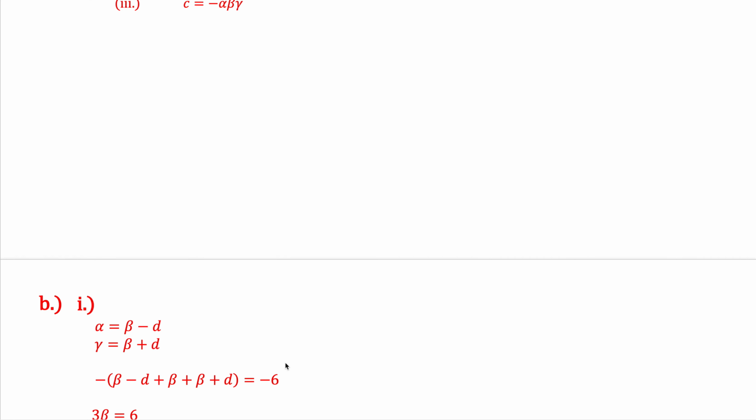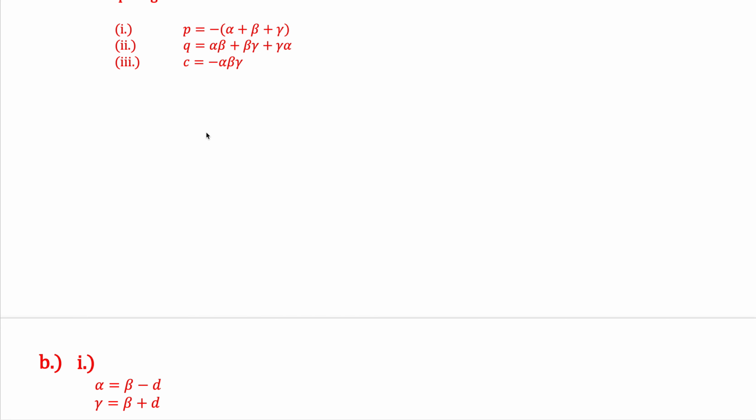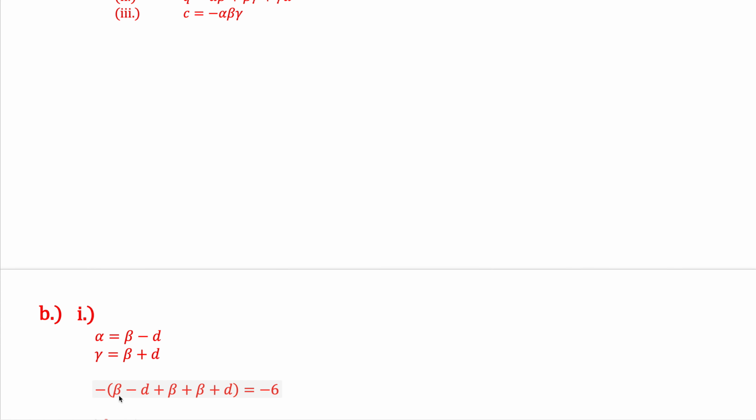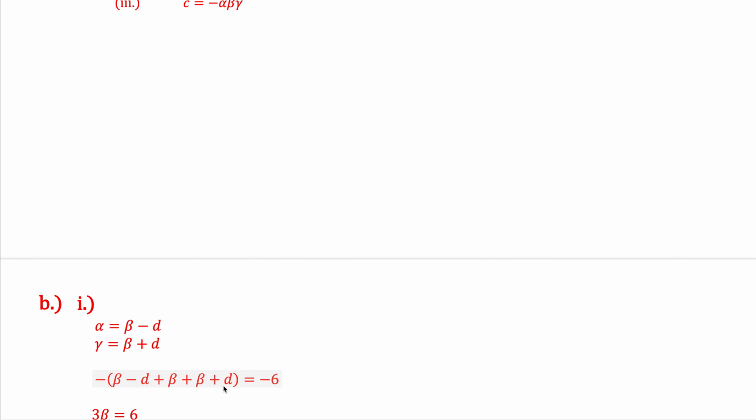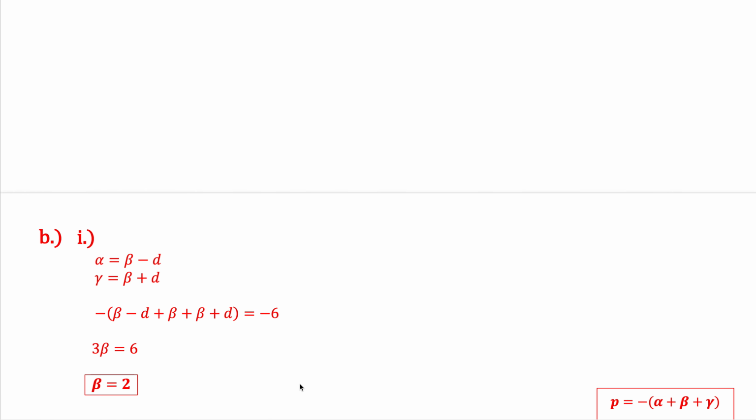So now from here we can use this relationship where we know p is equal to negative 6. So negative, alpha, which is beta minus d, plus beta, which is just beta, plus gamma, which is beta plus d. This is equal to negative 6. So from here we can cancel the negative signs, and the negative d and the positive d will cancel, and we are left with 3 beta is equal to 6. Solving for beta, we find that beta is equal to 2.